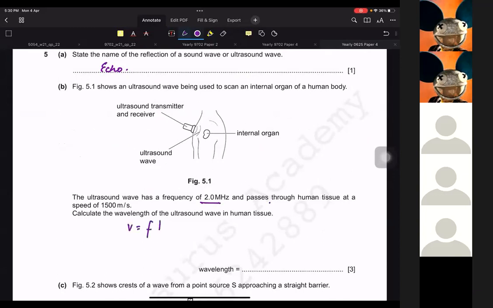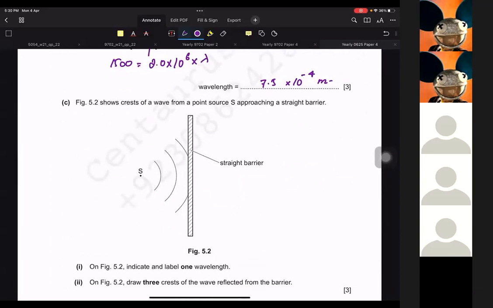So V is equal to F lambda. So speed 1500. And frequency is 2.0 mega, which is 10 raised to power 6, and lambda. So it's 7.5 times 10 raised to power minus 4. And you have to write the units, please. Meters, never forget that. And then they say indicate one, label one wavelength.